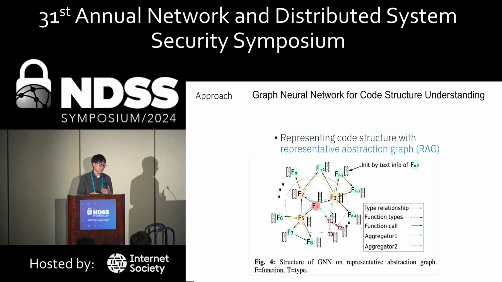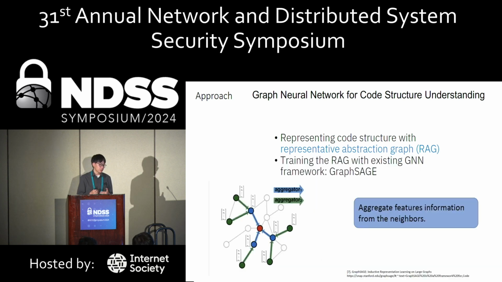On the other hand, you can also find some types inside this graph. For example, you can find type 1, type 2, and type 3. If type 2 is included in type 1 and type 3 is included in type 1, then there will be a directed edge between type 1 and type 2 and also between type 1 and type 3. Also, if function 1 uses type 1, then there will be a directed edge between function 1 and type 1.